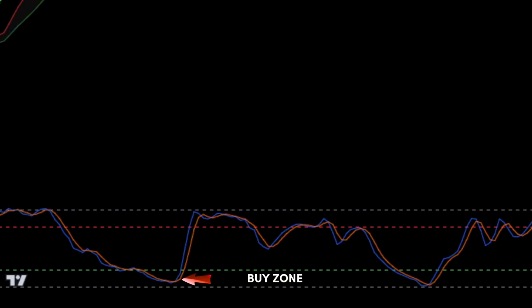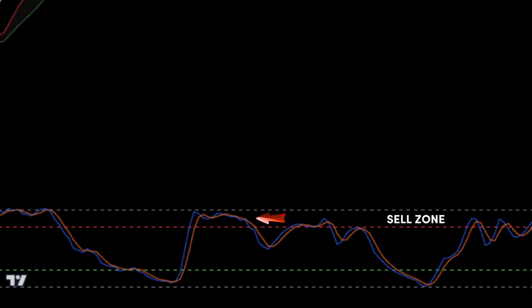If the stochastic signal line enters the area between levels 6 and 24, this means the signal line has entered the buy zone. You can wait until the stochastic signal line crosses back above the 25 level before placing a buy entry. Make sure that during this process, the stochastic signal line does not fall below the 5 level. If the signal line crosses below the 5 level, it is an invalid buy signal.